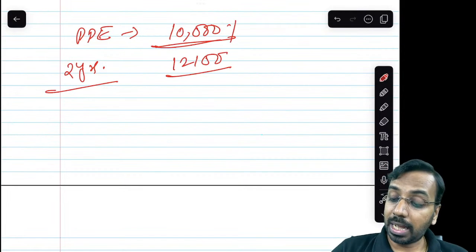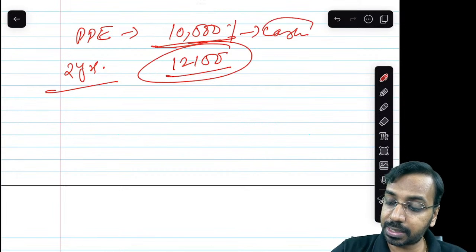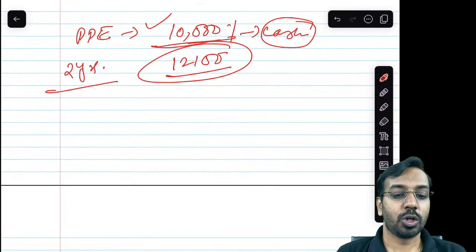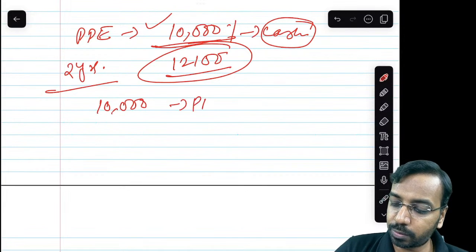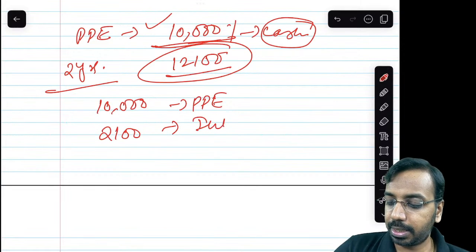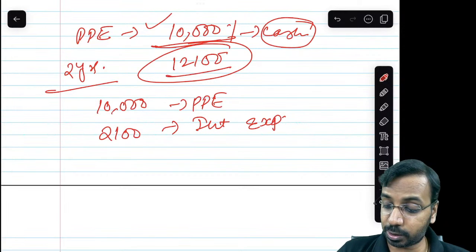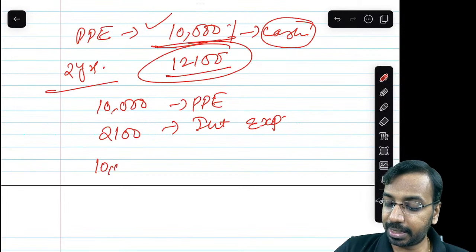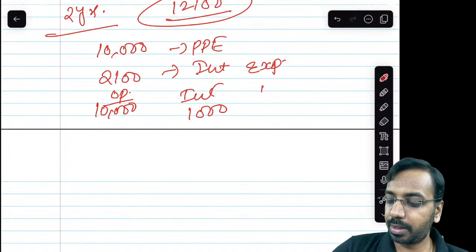Okay. Now I have to pay 12,100, but what is the cash price? This is called the cash price. Cash price is only 10,000. So what the standard says is, this 10,000 should be the amount of PPE, and the 2,100 should be your interest expense. Now how do we account for that interest expense? You will say 10,000 opening balance, interest 1,000, closing balance 11,000.